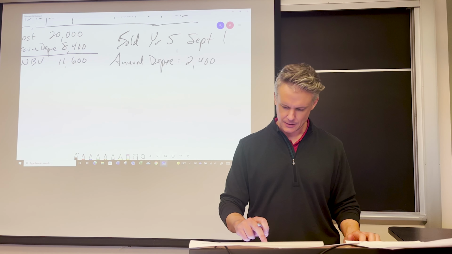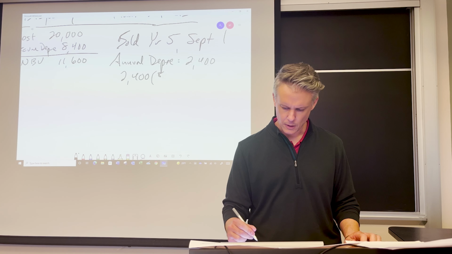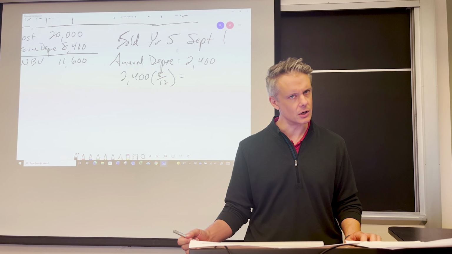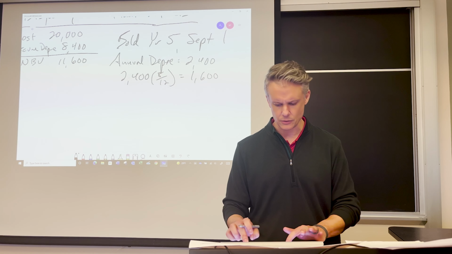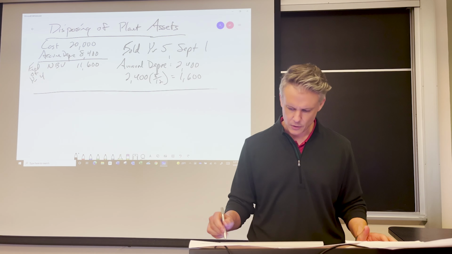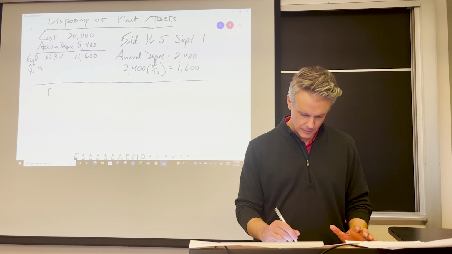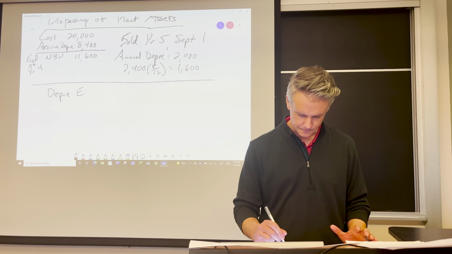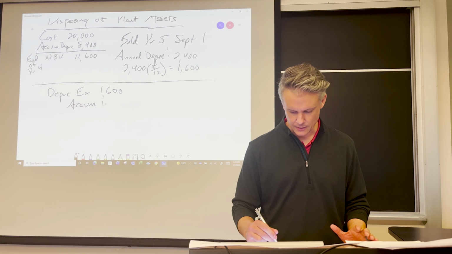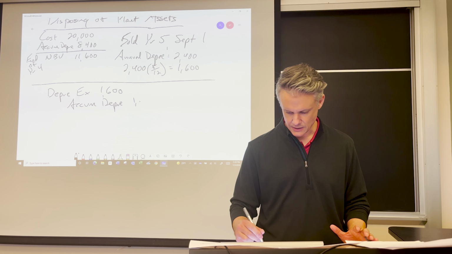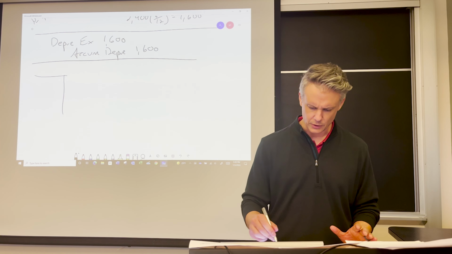I'll take that $2,400, multiply it by that fraction of the year, 8 months, and that comes to $1,600. So first, I'm going to take care of recording the depreciation. This is going to be depreciation expense, $1,600, credit accumulated depreciation, $1,600.